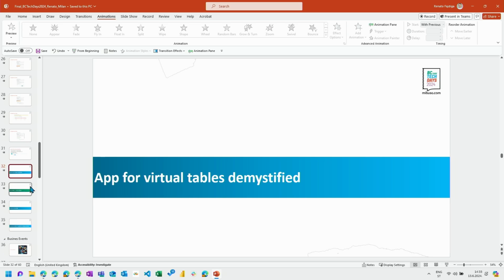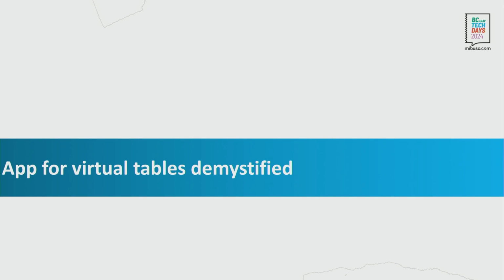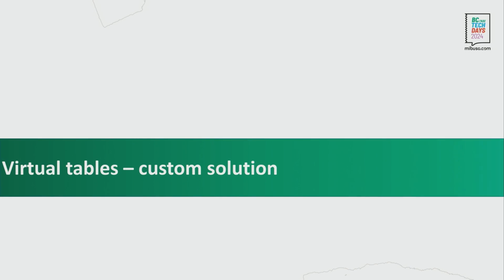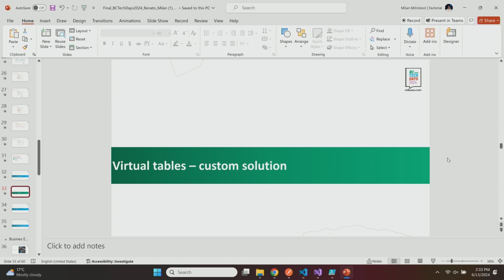And now, Milan, I will switch to you. Thanks, Renato. So now Renato explained how virtual tables actually work. And before I go to Visual Studio Code, you can imagine it is really simple. What we need to do, basically, is just create custom API pages. The idea is now to connect these loan header and loan lines that we have into our custom solution to Dataverse. So I will just quickly go to my code and show you how I did it.